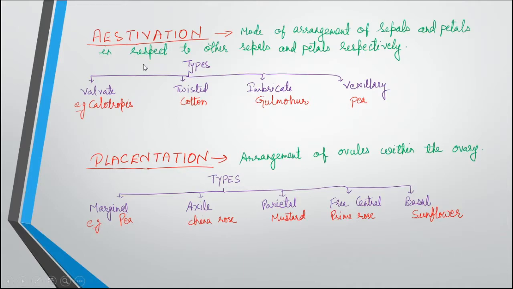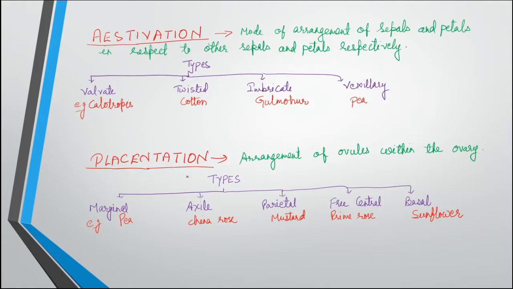The mode of arrangement of sepals or petals in respect to other sepals or petals is known as aestivation. How they are arranged, whether they are overlapping or they are touching one another. This mode is known as aestivation, and depending upon that there are mainly 4 types: valvate, twisted, imbricate, vexillary. Example of valvate is calotropis, twisted, cotton, imbricate, gulmohar, vexillary, pea, that we will understand through the diagram.